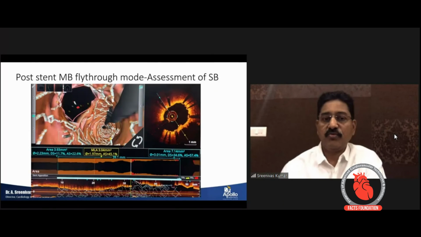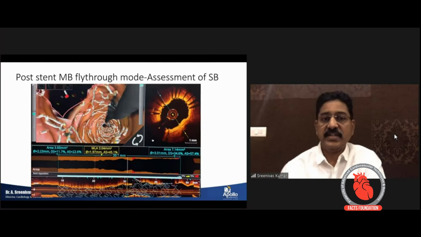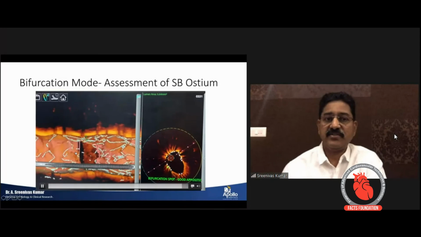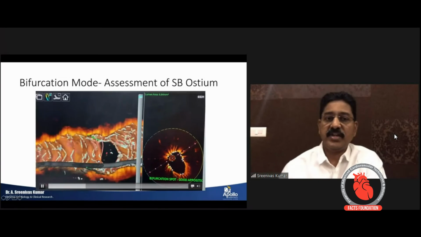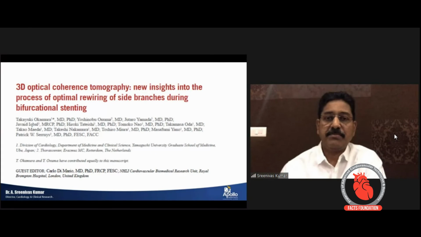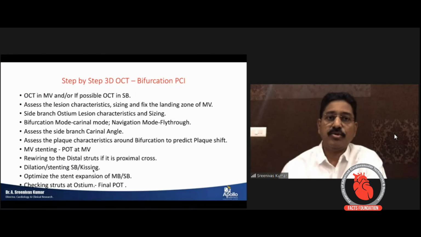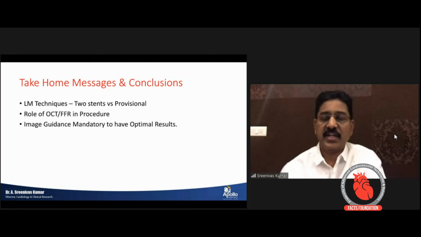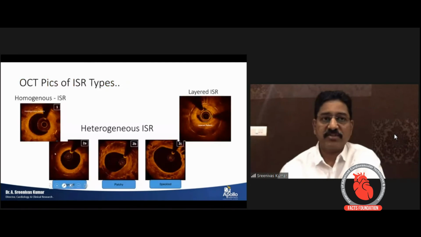This is a fly-through view, where you see it very clearly. See this bifurcation view. You see the angle of origin of LCX so clearly that you can be confident that no struts are crossed and the stent is covered well. This is a paper which highlighted all the importance of OCT. If you are interested, you could go through it, and this is a step-by-step OCT in bifurcation approach. I'm not going into details, but basically what we could show is how imaging helped in deciding whether to do two stents or a provisional stenting, and post-procedure imaging is mandatory.